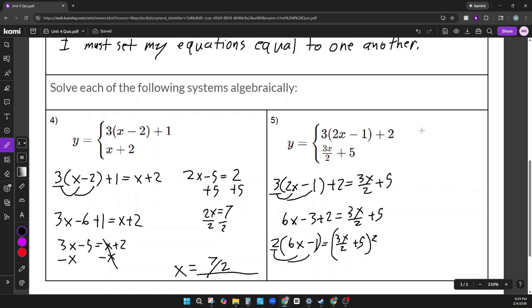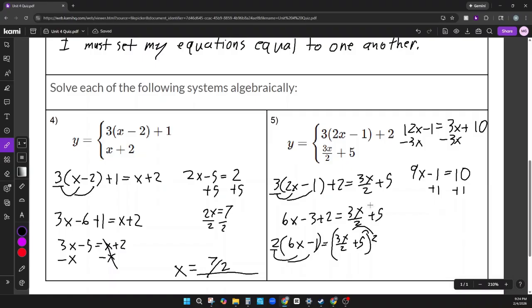2 times everything in here is going to be 12x minus 1 is equal to, when I distribute this 2, this times 2 cancels with my divide by 2. So I'm just left with 3x. And then, of course, 2 times 5 is going to be plus 10. So now my fractions are gone, and now I want to combine my x's. So let me cancel this x on this side. Minus 3x. I get 9x minus 1 is equal to 10. And I'm going to get plus 1, plus 1.